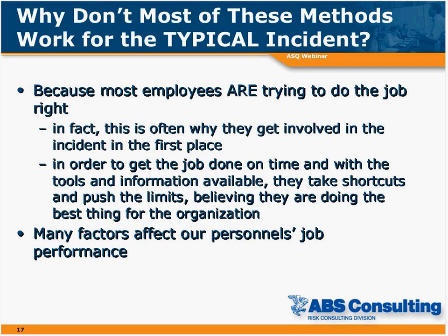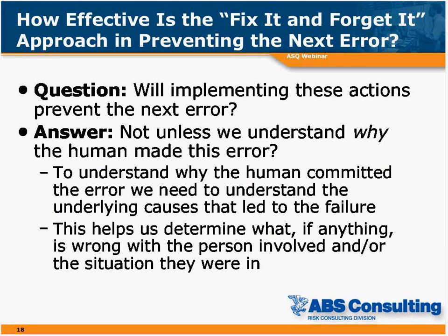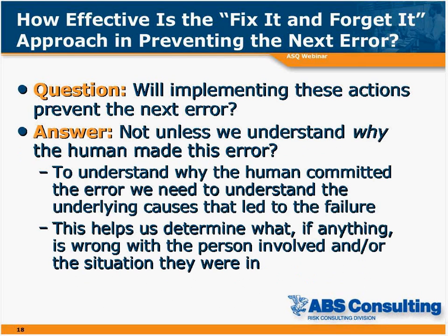And we're going to spend some time on the fact that many factors affect our personnel's job performance. How effective is the fix it and forget it approach in preventing the next error? Which actions prevent the next error? Understand why the human made the error. We need to understand the underlying causes that led to the failure.